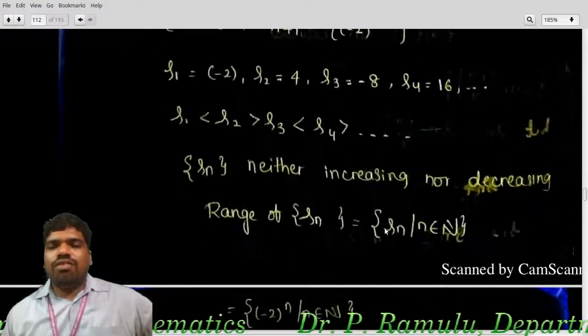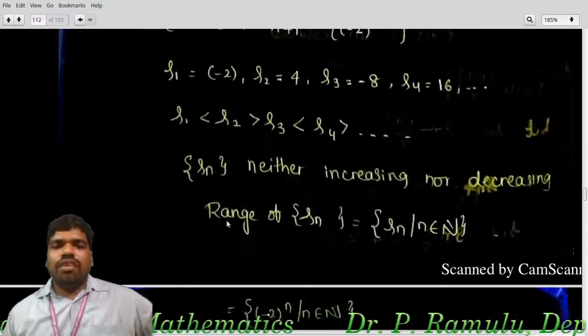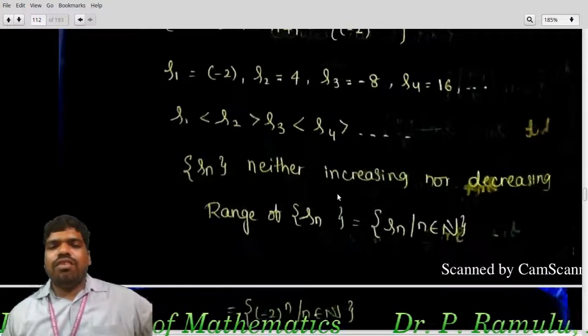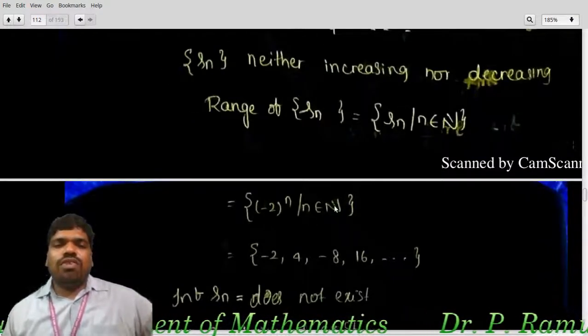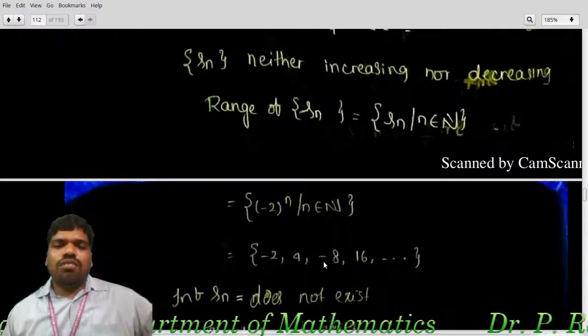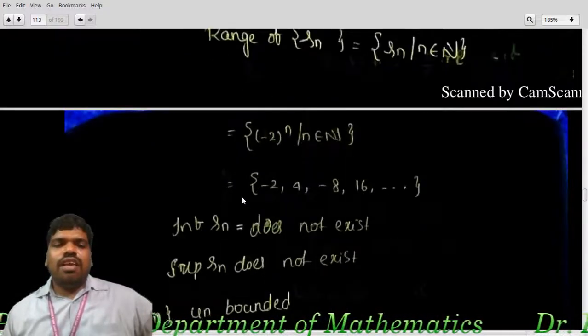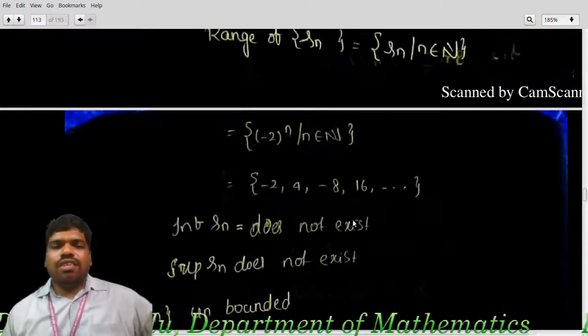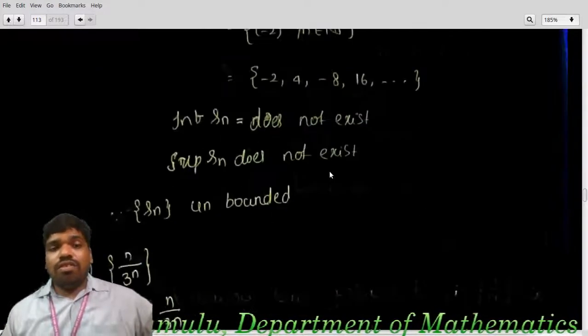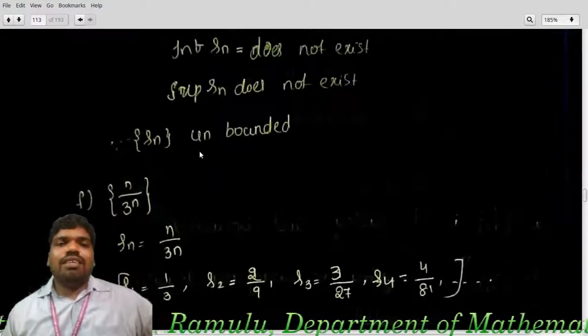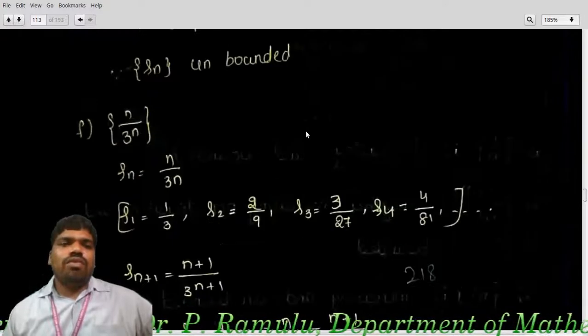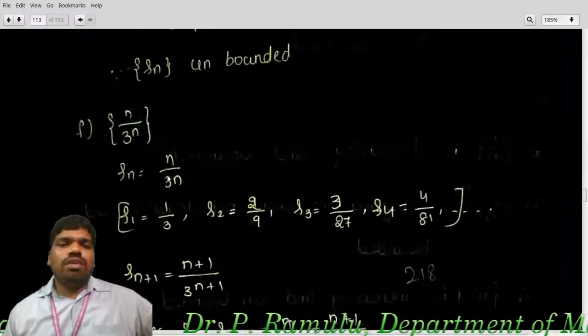Therefore, the range of Sn is Sn such that n belongs to N, so minus 2 power n, n belongs to N. That is minus 2, 4, minus 8, 16, and so on. The infimum of Sn does not exist, and the supremum of Sn also does not exist. Therefore, Sn is unbounded.